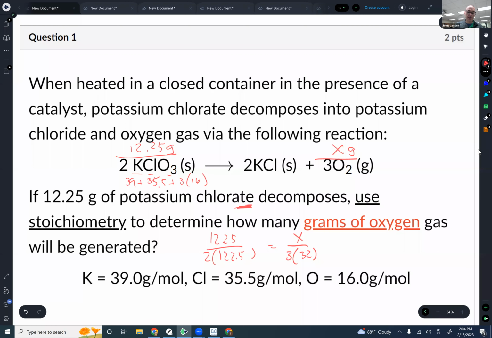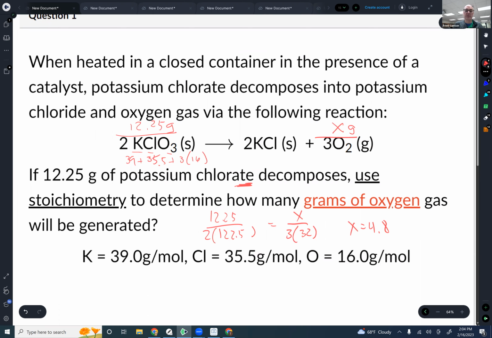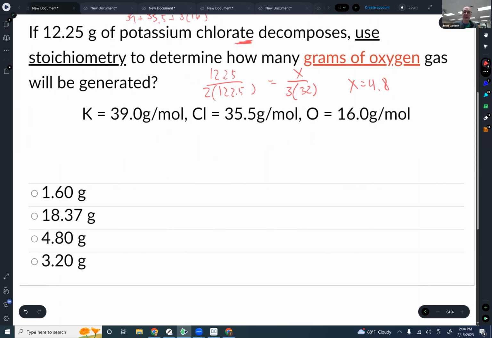Now we cross multiply. So I've got 12.25 times 3 times 32 divided by 2 divided by 122.5, and I get 4.8 as my value. So let's see which one of those comes as close as possible to that. Let me get my face off of here so I can actually see what I'm looking for. And there is a value right there of 4.8, which gets you the answer. Okay, so let's jump to number 2 then.